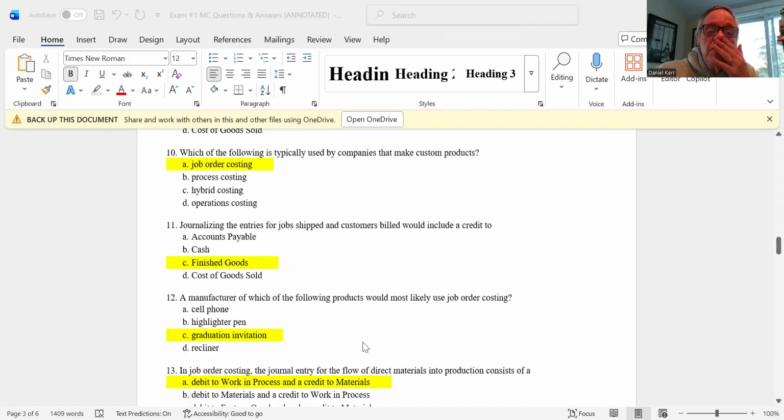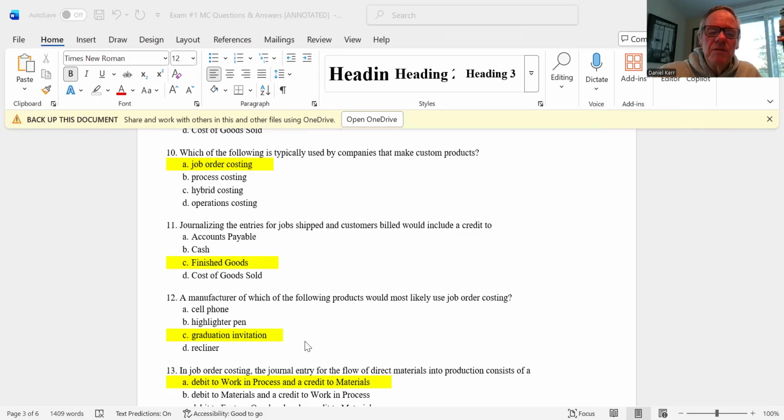12, a manufacturer of which of the following products would most likely use job order costing? Job order costing is what you use when you manufacture specialized orders where each order is different. So a graduation invitation obviously would have a higher level of difference than a cell phone, a highlighter pen, or a recliner.